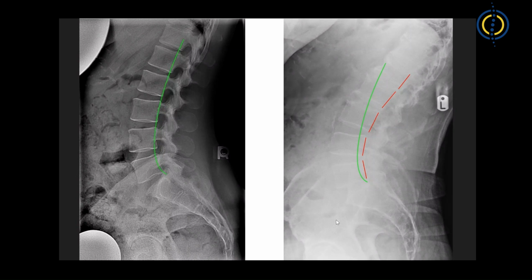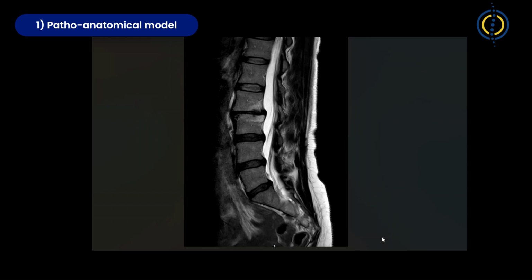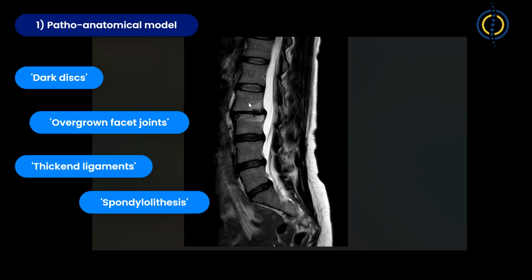Let's begin with the patho-anatomical model. You may have been to a practitioner of some sort who has taken some x-rays of your spine and then shown you a picture of what is supposedly a normal x-ray compared to yours, drawn some stupid lines and explained to you that this is the reason why you have back pain. Or maybe you've had an MRI scan of your spine and it's been explained to you that you have some dark discs in the spine, maybe some overgrown facet joints, some thickened ligaments, or even a spondylolisthesis where one bone has moved forward ever so slightly over another.